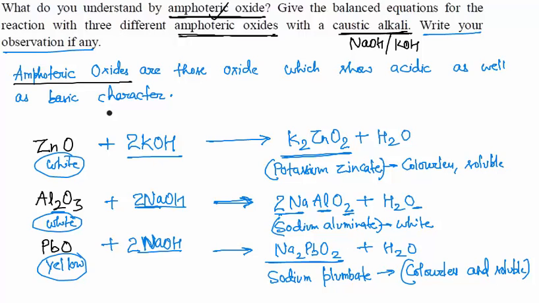So we took three different amphoteric oxides and reacted them with caustic alkali. You can use KOH also; you just have to replace Na with K. Got the point? Hope you understand this concept.